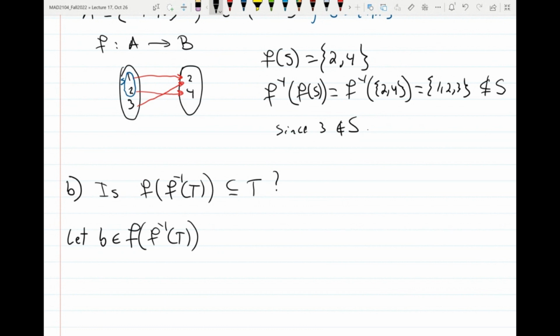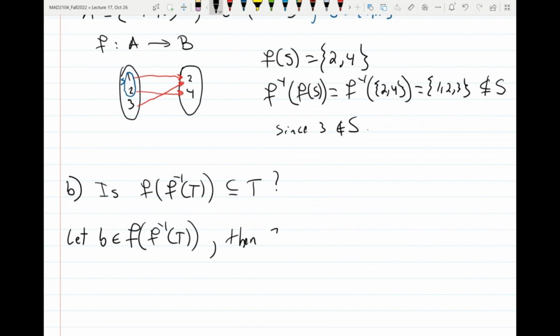And somehow, let's say we can argue that this b is in T. That's our job. Okay? All right. So now we start asking ourselves about definitions. What does this mean? Remember, think of this as just being a set. Whatever, this is a set. So b is in f of this set, in the image of this set. So what does that mean? It means that b is the result of doing f of some little a, right?